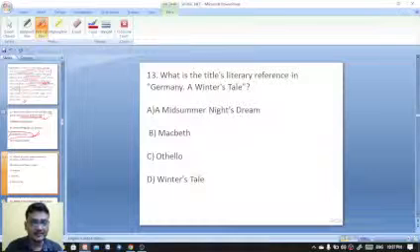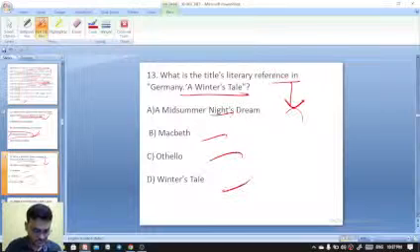What is the title's literary reference in Germany, a Winter's Tale? Easy one.